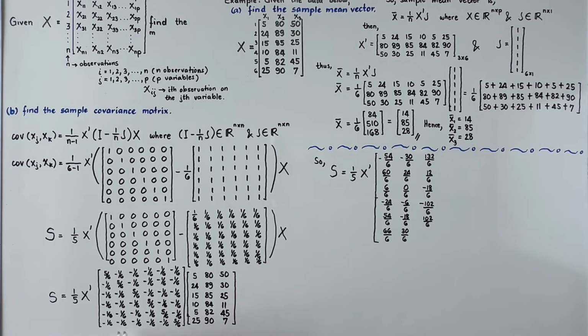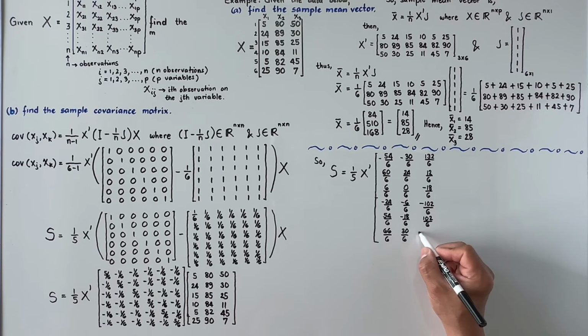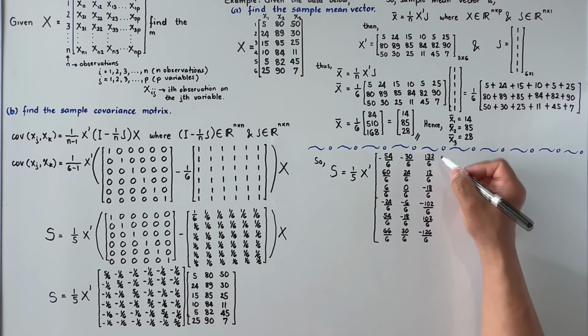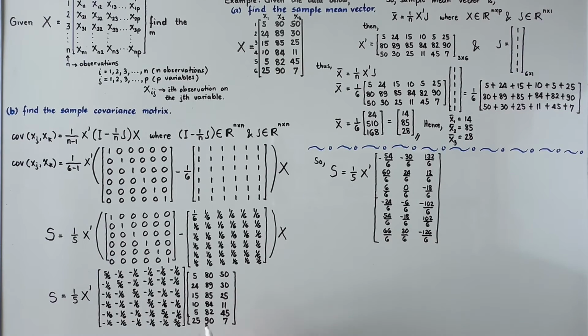And the last row multiplied by the third column, we have negative 50 over 6, minus 30 over 6, minus 25 over 6, minus 11 over 6, minus 45 over 6, plus the product of 5/6 and 7, which is 35 over 6. And the result is equal to negative 126 over 6. And this is the product matrix of these 2 matrices.